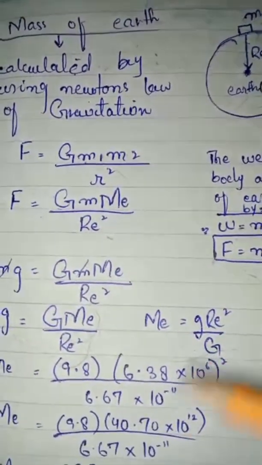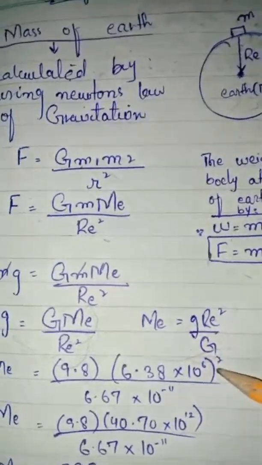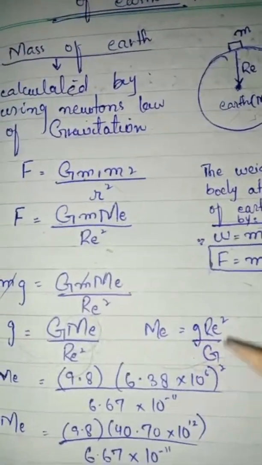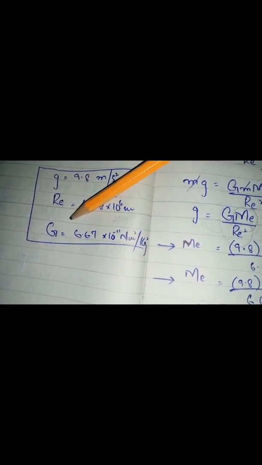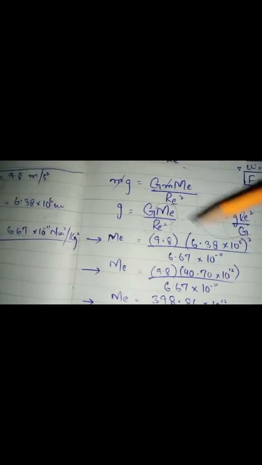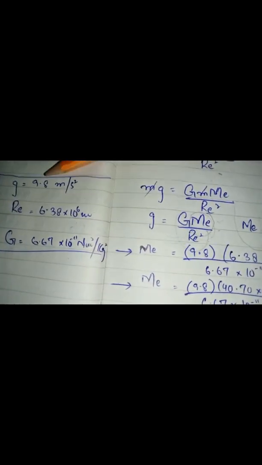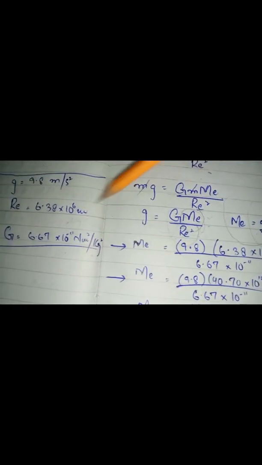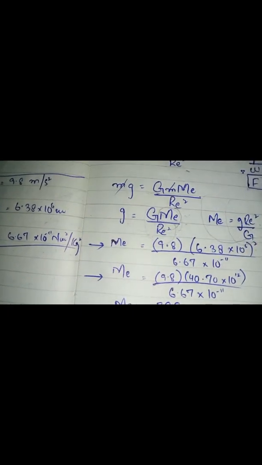So now we have to simply put the values of g, radius and the gravitation constant. So what are the values of these? These are the values. This is the value of g, and this is the value of radius of Earth, and this is the value of G. So we have to simply put the values here. So mass of Earth is equal to, instead of g we are putting the value of g, and the value of Re square is 6.38 into 10 to the power 6, and the value of G is 6.67 into 10 to the power minus 11.